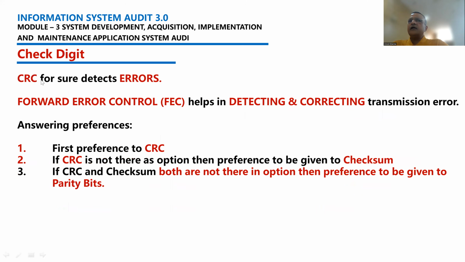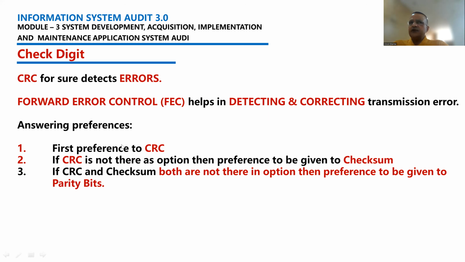Now, cyclic redundancy checks for sure detect errors. These are complex mathematical calculations, which means the error cannot be omitted when these checks are implemented. Similarly, forward error control, FEC, helps in detecting and correcting transmission errors. CRC will tell you that there is an error, but it will not correct it. But forward error control is a type of check which not only detects but also corrects transmission errors in the data.